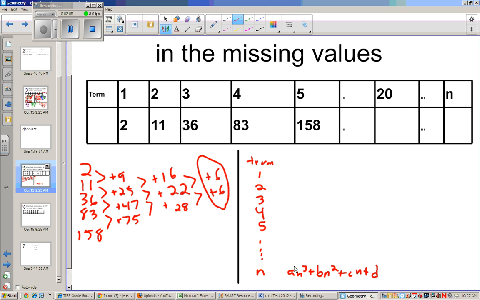So if we put 1 in for n, 1 cubed is 1, so that's just going to be a, plus 1 squared times b is going to be b, 1 times c is c, and then add d. For 2, we cube 2, which is 2 times 2 times 2, which will be 8a, plus 2 squared, which would be 4b, plus 2c plus d. Then we do 3, so 3 cubed is 27a, plus 3 squared, which is 9b, plus 3c plus d.